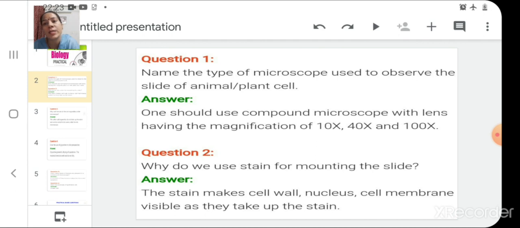Then the next question is, why do we use a stain for mounting a slide? The answer is very easy. Stain makes our visualization very easy. When something is colored, you can very easily observe that structure. So the stain makes the cell wall, nucleus and cell membrane visible, as they take up the stain.